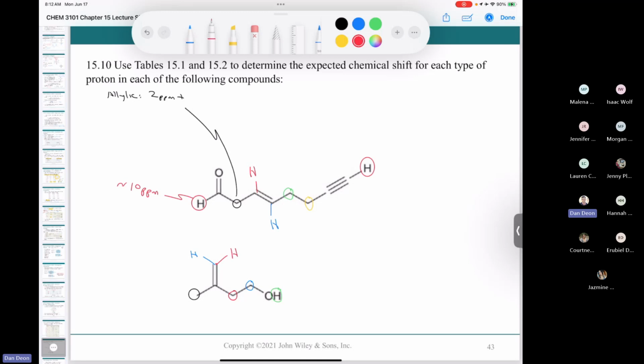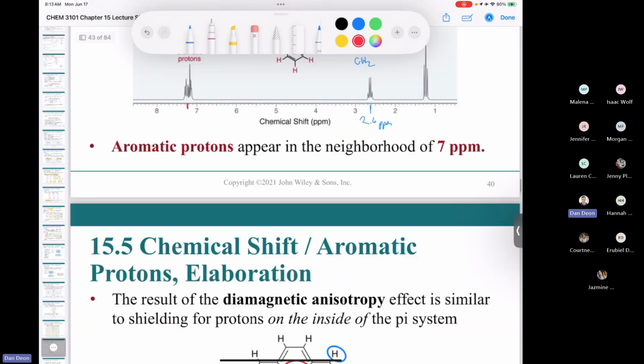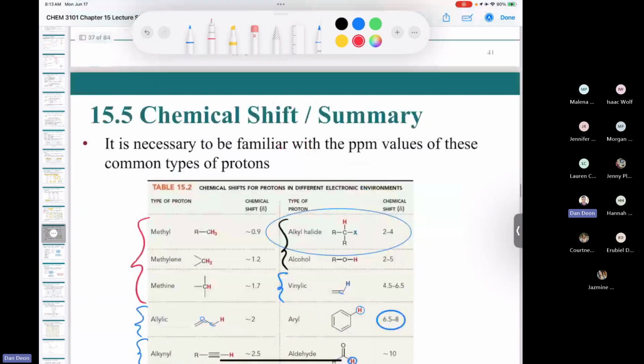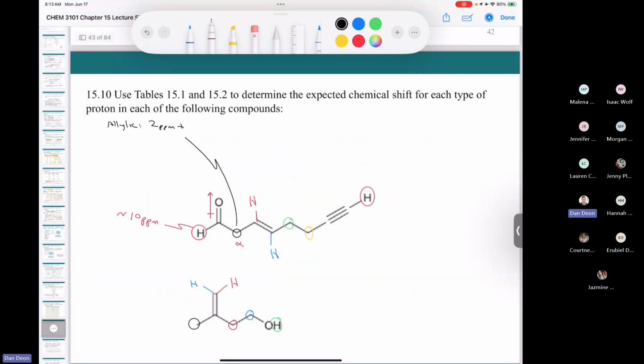Plus, we have the electron withdrawing carbonyl group here, okay? And what was the effect of a carbonyl? If we're alpha to a carbonyl, could anybody tell me how many parts per million I should add to that 2 parts per million? So not 2.5. So if I go back here, if you're alpha to a carbonyl, so let's go all the way back here. Okay, when I'm alpha to a carbonyl, I add 1. Okay, it's 2.5 for an alcohol. Okay, so we'll go back here and we'll add 1 to that. So we'll say 2 parts per million for the allylic methylene plus 1 part per million. So that gives us around 3 parts per million. That's for those methylene protons. All right, so let's keep going.